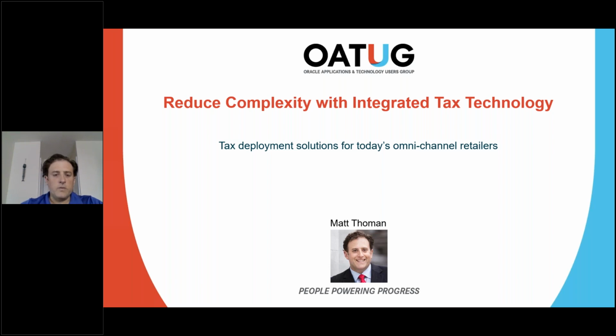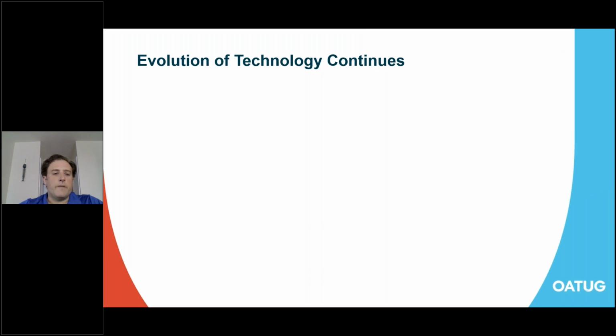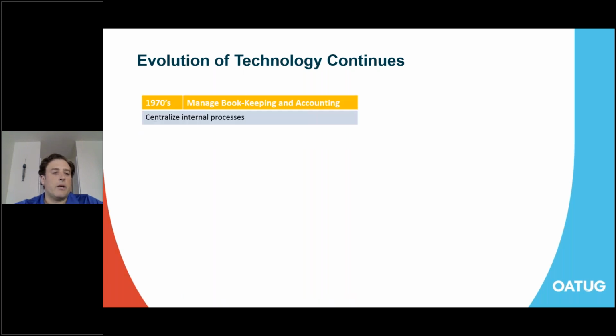Thank you. So today we're going to talk about reducing compliance complexity with integrated tax technology. And let's start with a little background on the changing technology landscape. The evolution of technology and how it impacts tax continues to evolve. And if you take a quick look back to the 1970s, in the pre-computing era, everything was centered around centralizing internal processes and trying to manage things from a central location to keep data organized.